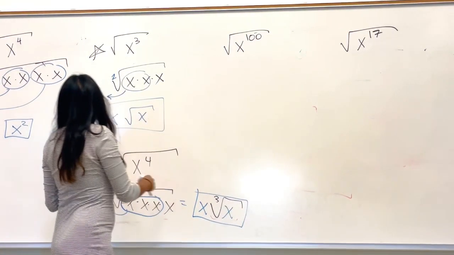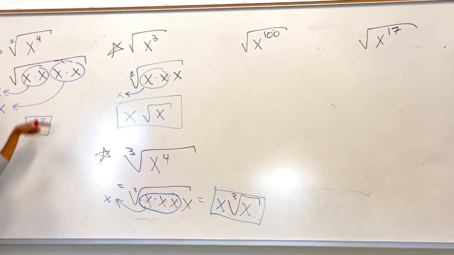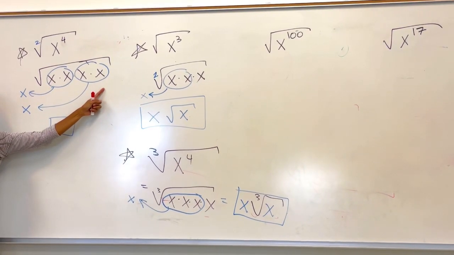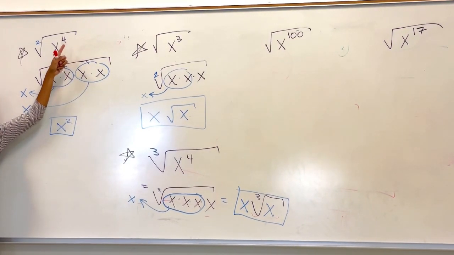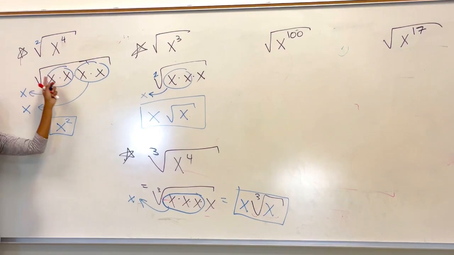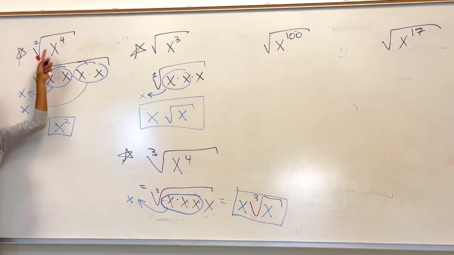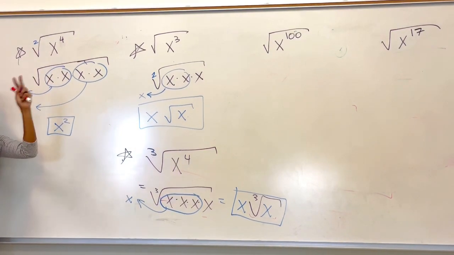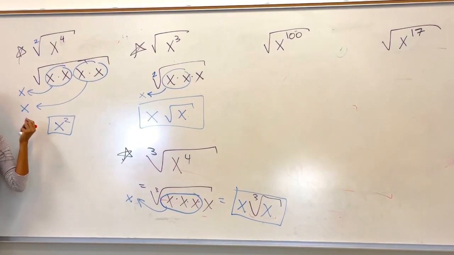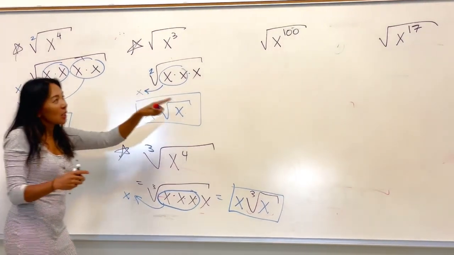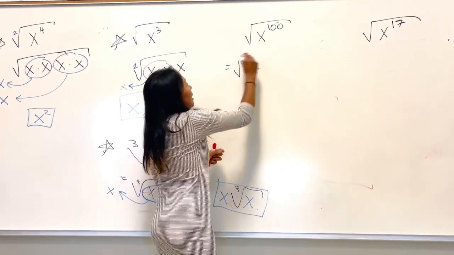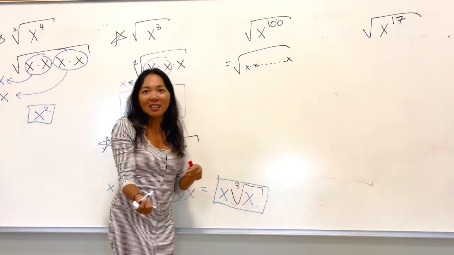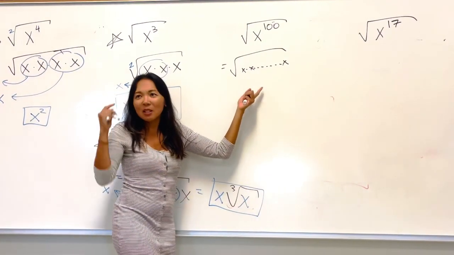So notice, what's an easier way of doing this without having to write all of them out? Divide. If this is 4, I know that every pair gets pulled out, so I could divide by the index 2, because the 2 tells you every pair gets pulled out. So if you divide it, you could just pull it out. So here, instead of saying x times blah, blah, blah, 100 times, and then pulling it out, how many pairs of x's are there?